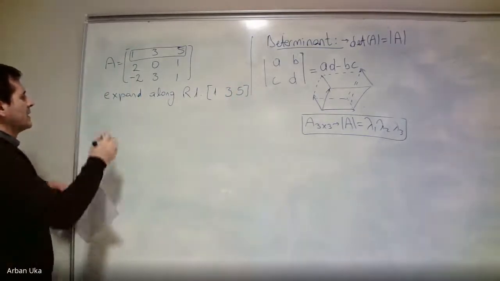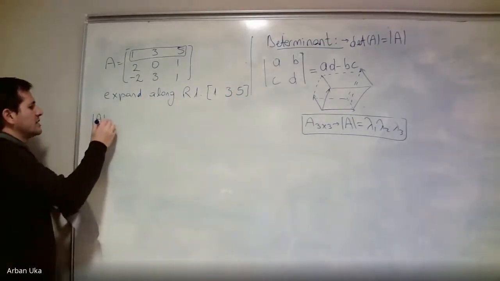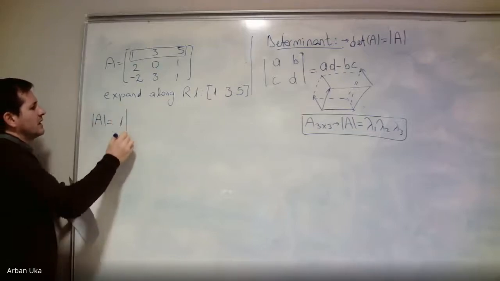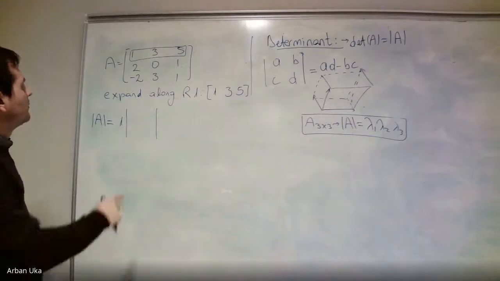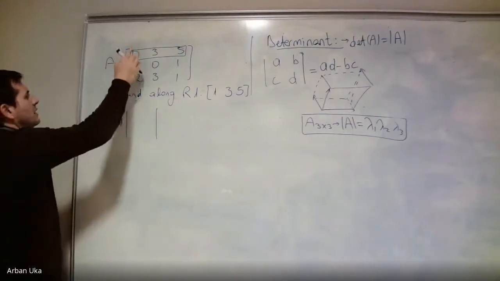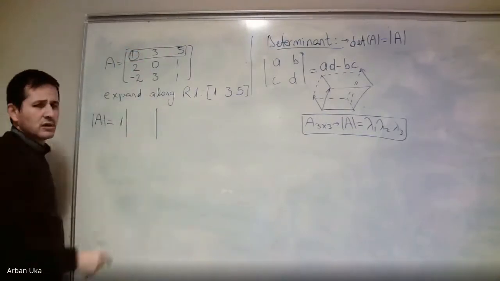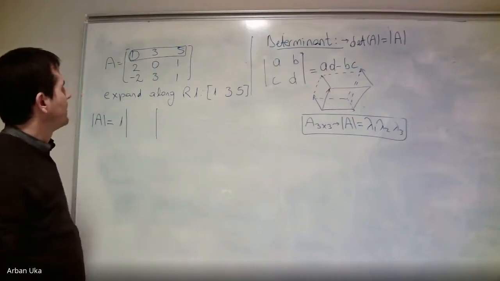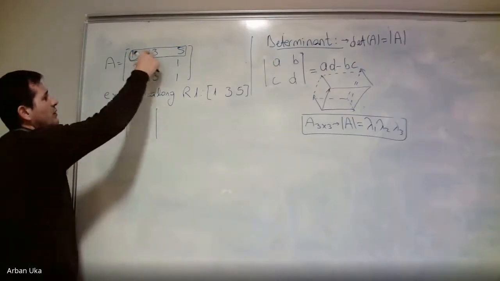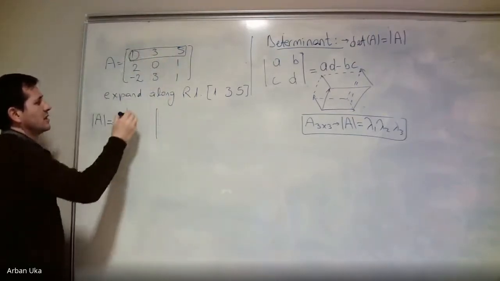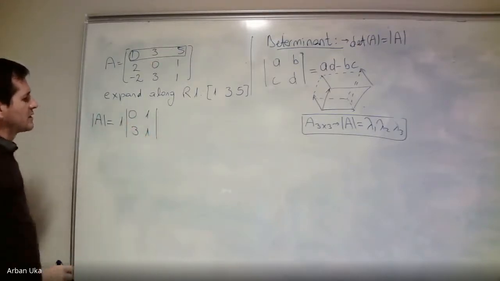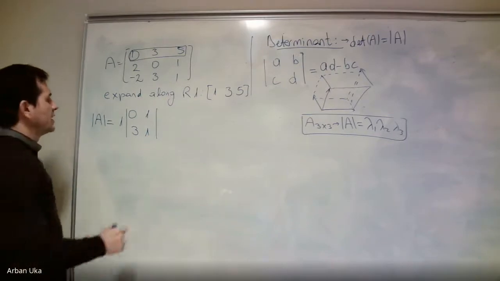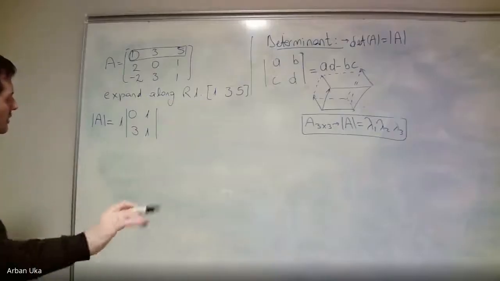And this one, let's do this step by step, this would be equal to 1 times the determinant of a small matrix. And if we pick up this one, then we exclude the first row and the first column. So if we remove the first row and the first column, what is left? We get this, right? Then we get 0, 1, 3, 1.